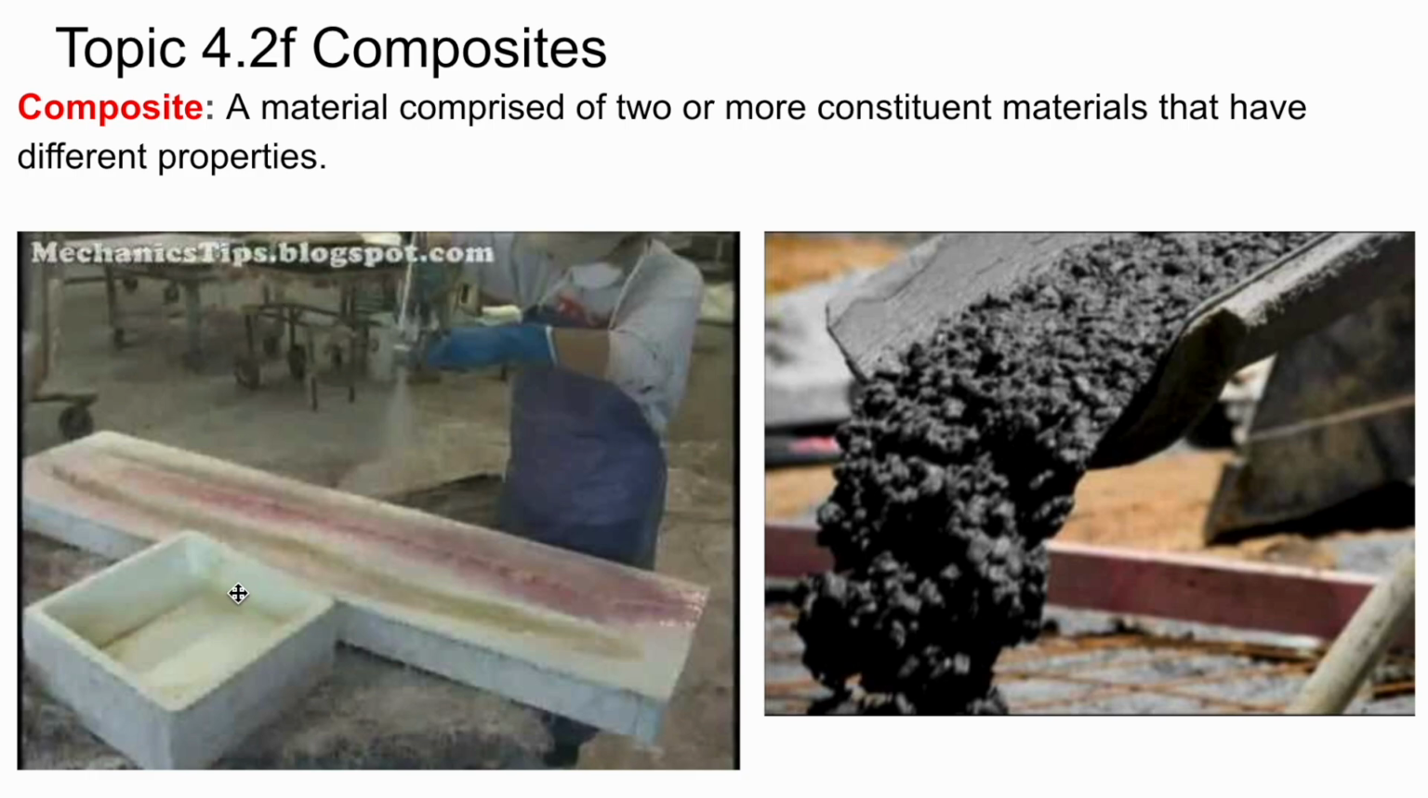So for an example, we have this. This is fiberglass. So you're using fiberglass and epoxy resin to create different shapes that are interesting or can't be made in other ways. This is concrete. Concrete is a mix of sand, aggregate, and of course, cement. And you're going to mix that together to get concrete.